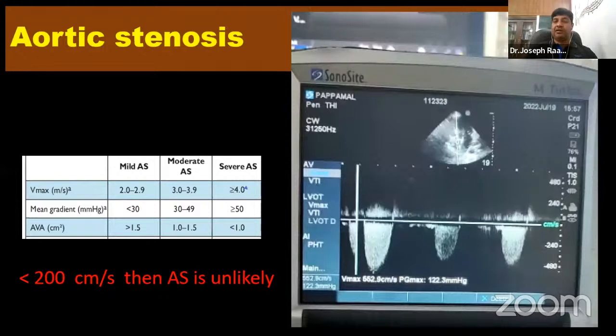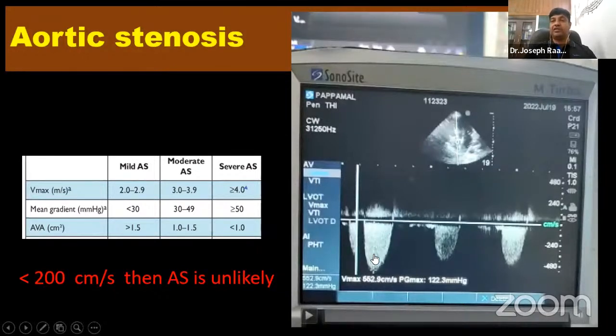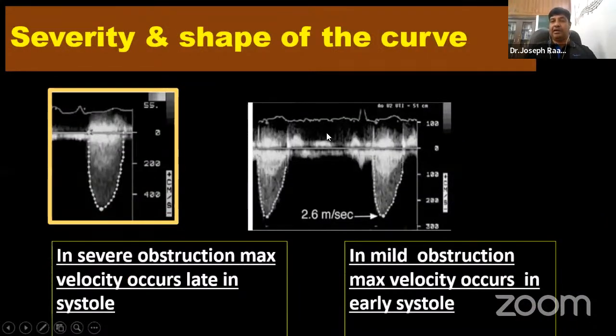Once you know that this patient has severe aortic stenosis, you know what type of anesthetic management is suitable for this particular patient. So analyzing the pressure gradient and the velocity is very, very helpful for you to differentiate the aortic stenosis severity. The shape of the curve also will give you an idea whether this is severe or not.